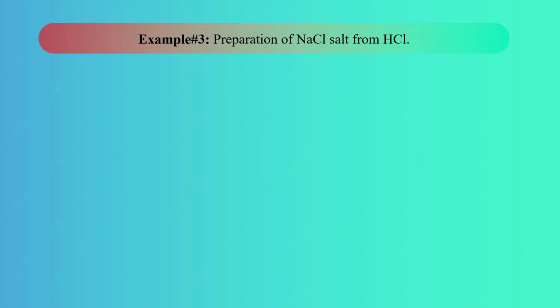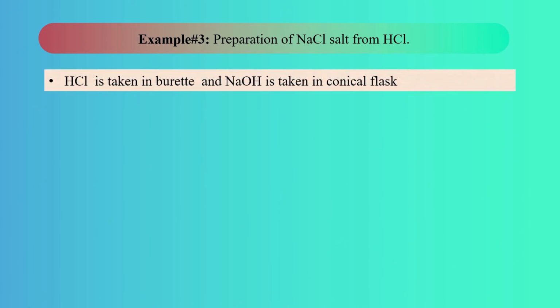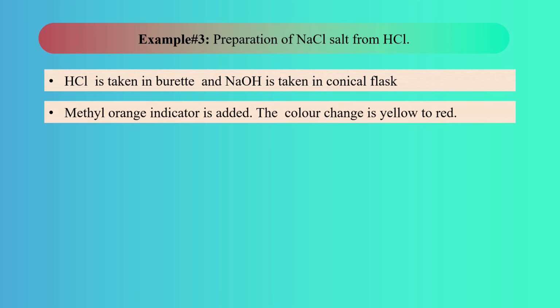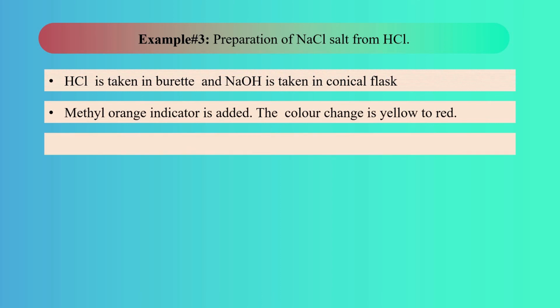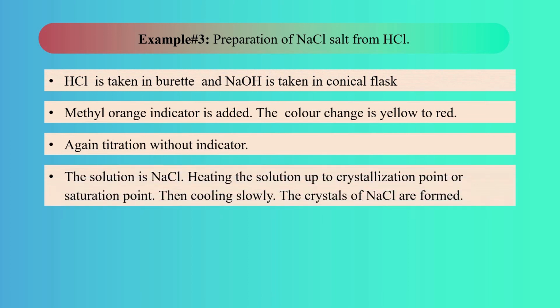Example 3. Preparation of sodium chloride salt from HCl. Sodium chloride is a soluble salt. For this one, we need the titration method. First, take hydrochloric acid in the burette and sodium hydroxide in the conical flask. Methyl orange indicator is added, and the color changes from yellow to red. Then titrate again without indicator. After that, we get a solution of sodium chloride.